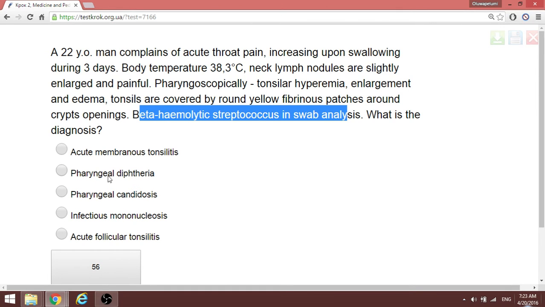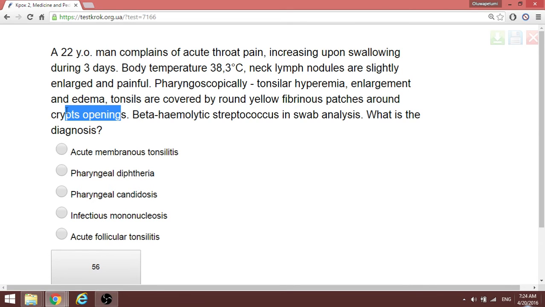Pharyngeal diphtheria, they'd be telling us about something that is difficult to remove. So we have acute membranous tonsillitis and acute follicular tonsillitis. Which one is the right answer? If it is follicular tonsillitis, the focus is going to be on the crypt. Acute membranous tonsillitis is like a stage after follicular tonsillitis, where the fibrous process spreads away from the crypt and begins to cover the whole tonsils. If you read this question well, there's covering of the whole tonsils. So this is acute membranous tonsillitis.